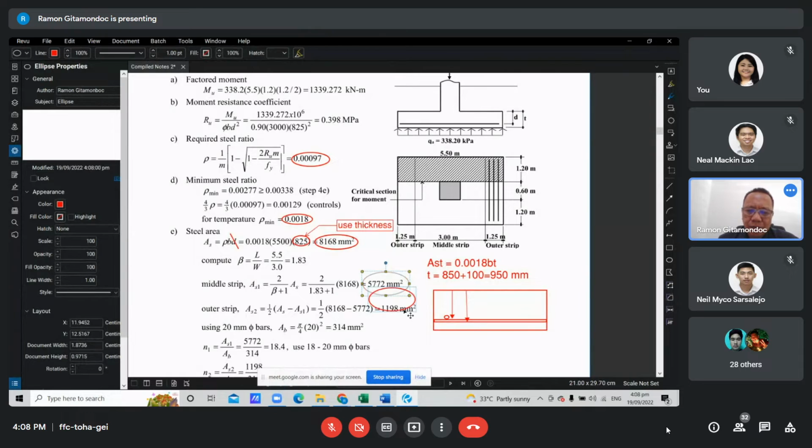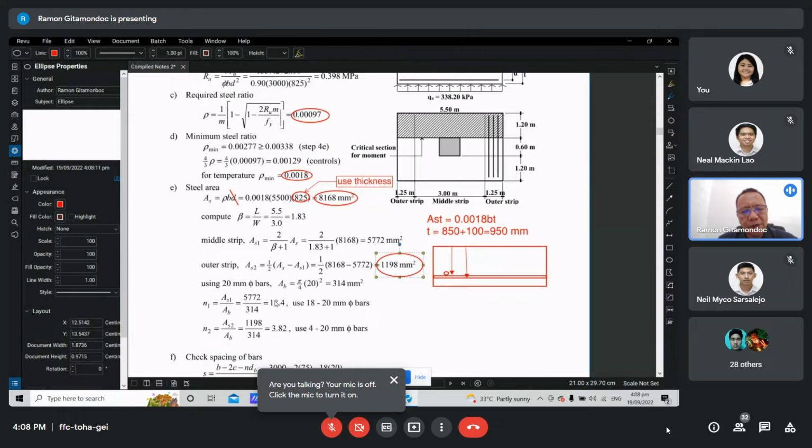Next we select the bar diameter. In this case, we just choose 20 mm diameter. This is the area of the bar, and we compute the required number of bars for the middle strip and for each of the outer strips. So for the middle strip, 18. Here 3.82 we round off to 4, and 18.4 can be rounded to 18 or 19, since it is filled in here anyway.